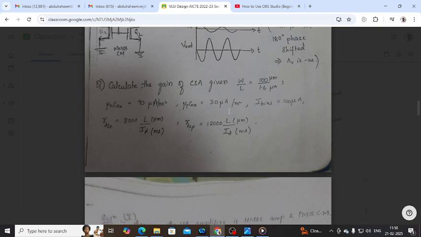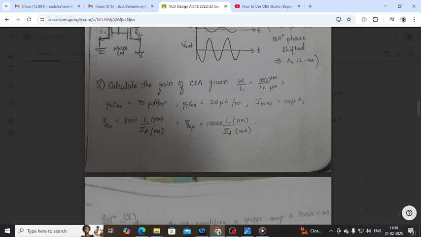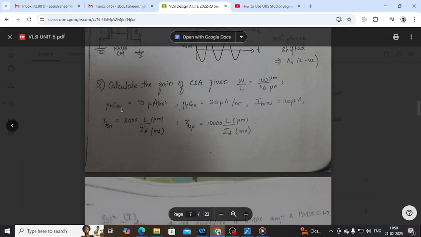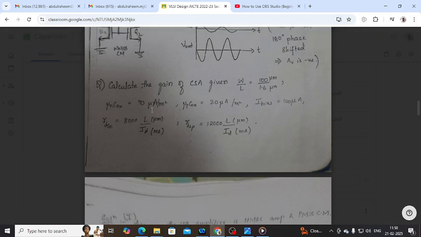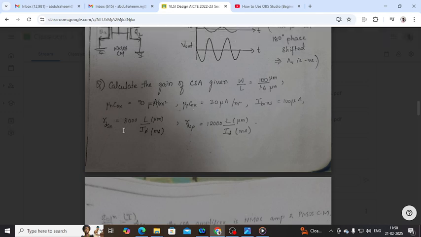Normally such a problem will not come up, but let us take one example to calculate for your common source amplifier. The W by L ratio given for your transistor is 100 micrometer for W and 1.6 micrometer for length. Mu and Cox are constants, 90 microamperes per volt squared for the PMOS and 30 microamperes per volt squared for the NMOS. The bias current has been given as 100 microamperes, and RDS is 8,000.